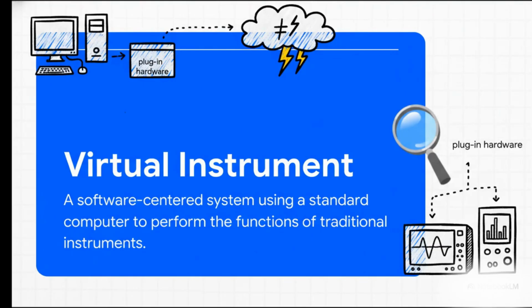And this leads to the idea of the virtual instrument. The whole point is to stop thinking of an instrument as a box that does one thing. Instead, you use a standard computer with some plug-in hardware. The software on the computer is what defines what that instrument does. Need an oscilloscope? You load up the oscilloscope program. Need a spectrum analyzer? Just load that program instead. The hardware is the same, but its function is virtual. It's all defined by code.